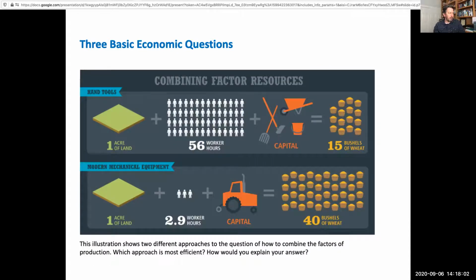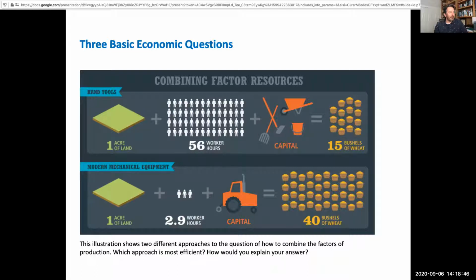Okay, so let's go back to the how. How are we going to do it, right? This illustration shows two different approaches on how to combine the factors of production. We're still talking about the same factors of production as we were last lesson, which were land, labor, capital, right? So if we look at here, the land is the same. It's 1 acre of land. The labor is entirely different, right? On the top chart, it's taking 56 worker hours, right? And they show this by putting 56 people here, but it could be one person spending a couple of weeks working on this, right? And then the bottom is only 2.9 worker hours.